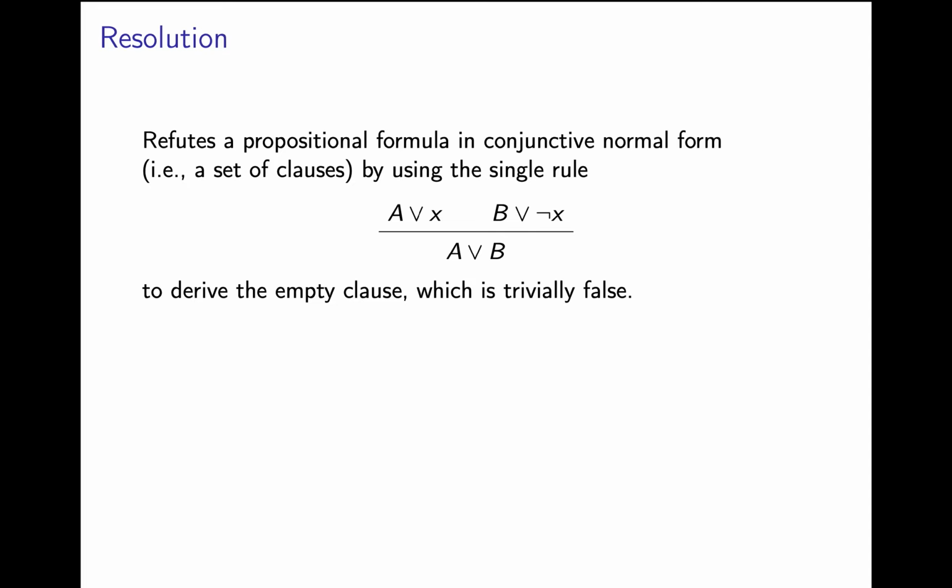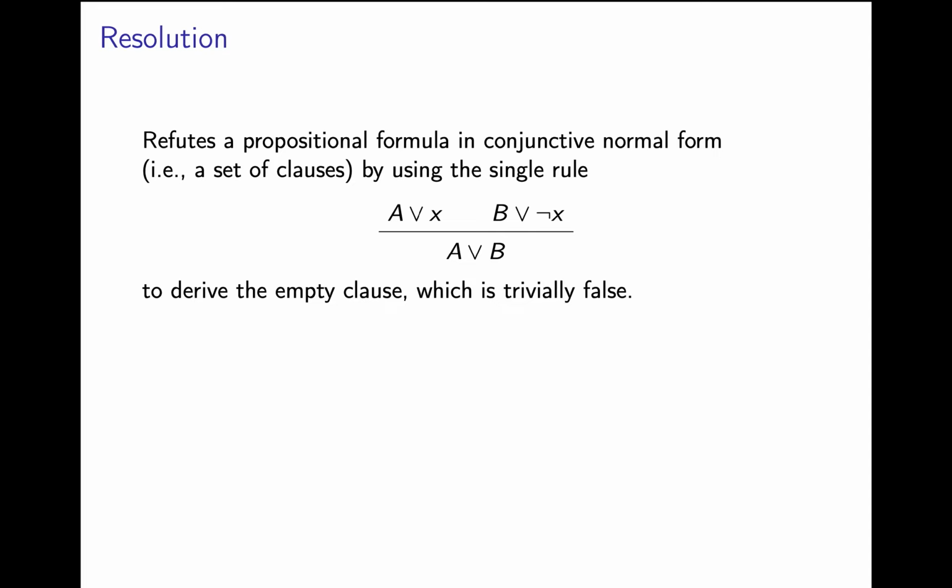It works with propositional formulas in conjunctive normal form, or CNF for short, which we view as a set of clauses, and resolution refutes such formulas by repeatedly applying the inference rule that you see here to derive new clauses, eventually deriving the empty clause. In this rule, A and B are clauses, and X is a variable. From the two clauses A or X, B or not X, this rule derives A or B.